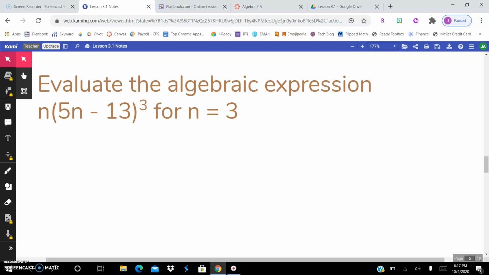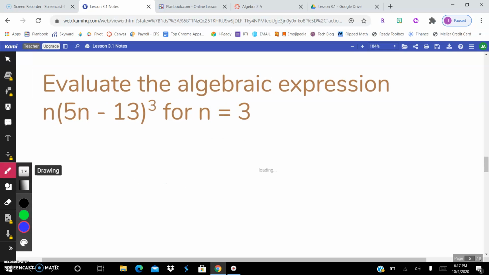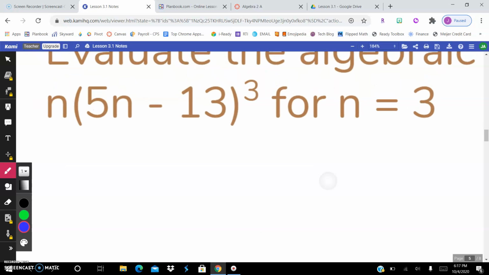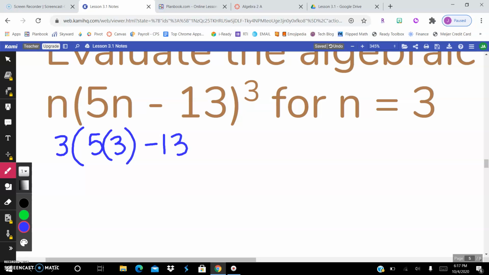Our next question here says to evaluate the algebraic expression n times the quantity of 5n minus 13 to the third power for n equals 3. So we have to plug that 3 in for every n that we see in this problem. So we're going to have 3 times the quantity of 5 times 3 minus 13, and then that's to the third power. So we have to go through the order of operations.